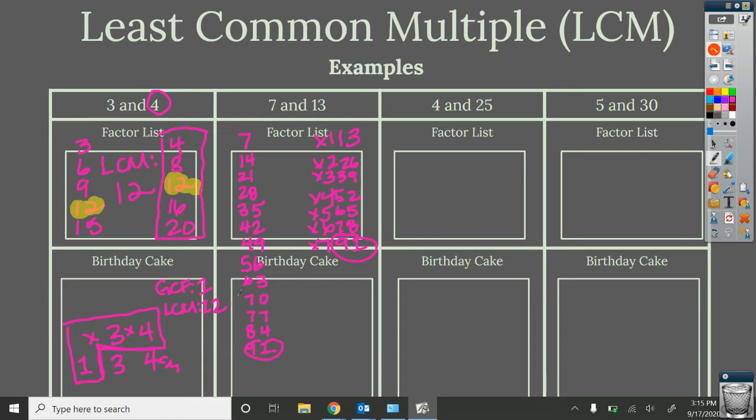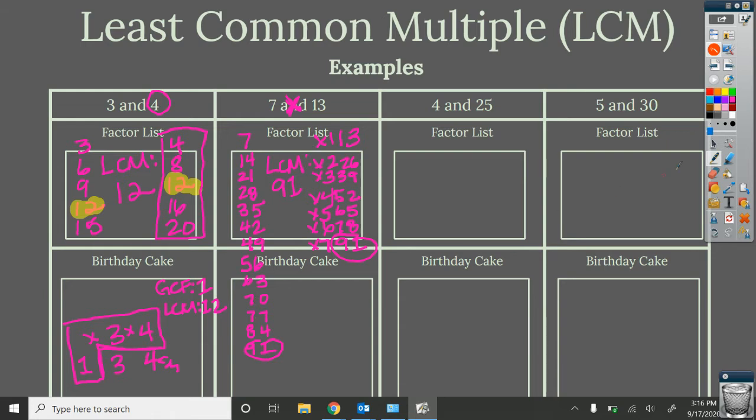Okay, but you need to kind of just be mindful as you're starting to do this that when you get to the product of these two numbers, if that's your first match, your first common multiple, then that is also your least common multiple. So for this problem, it's 91.